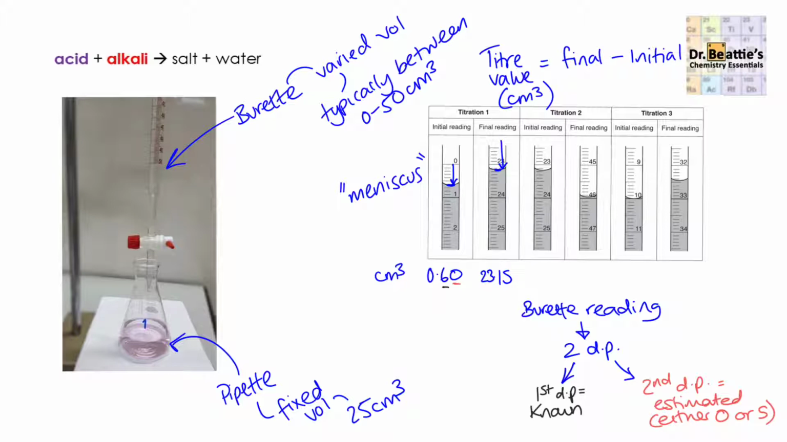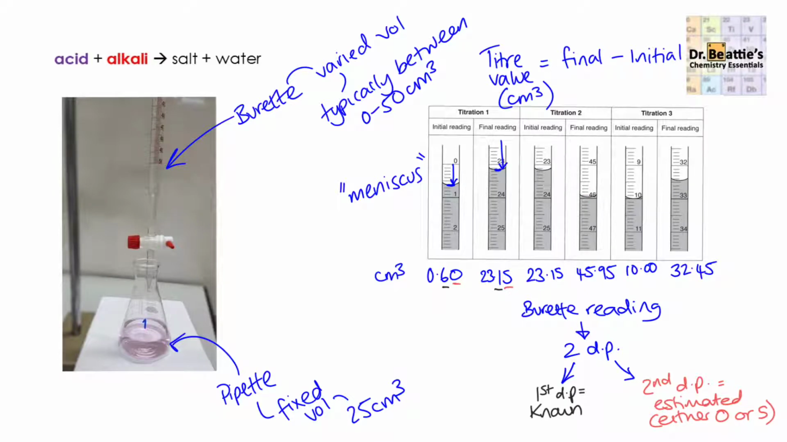What I'd like you to do is pause the video here and see if you can read off the initial and final readings of Titration 2 and Titration 3. Okay, for Titration 2, you should have got the following readings. This second one here, 46, is referring to the big line here, so it's actually 45.95, again because the meniscus is about halfway.